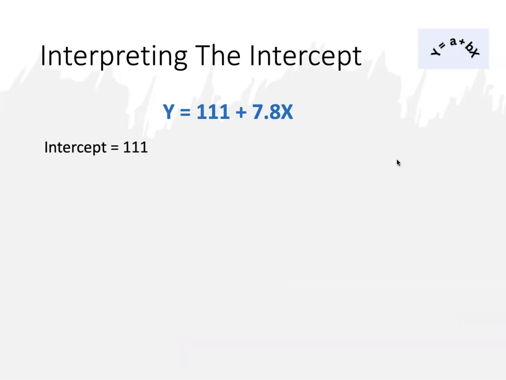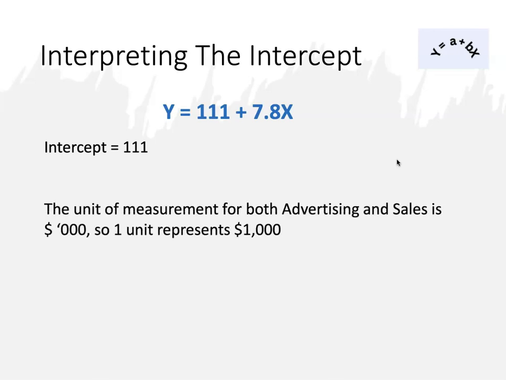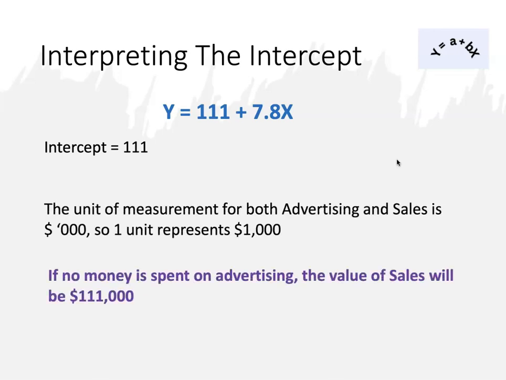For the intercept now, the intercept is 111. Now, again, we would say, if no money is spent on advertising, the value of sales would be 111,000. Because what we're saying here is X equals 0. You're left with 111.